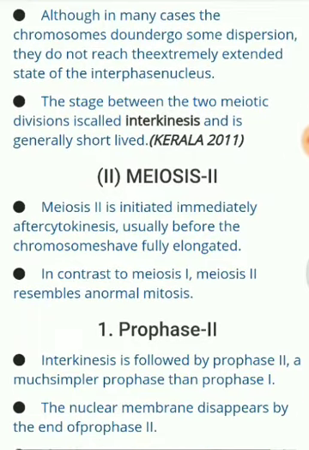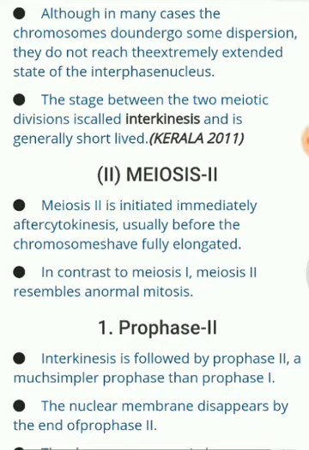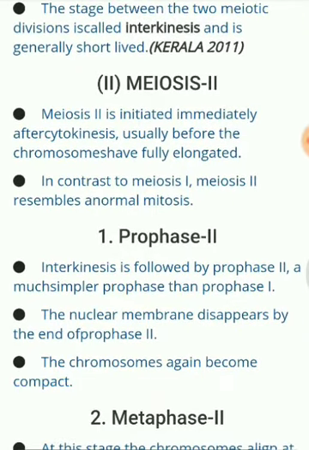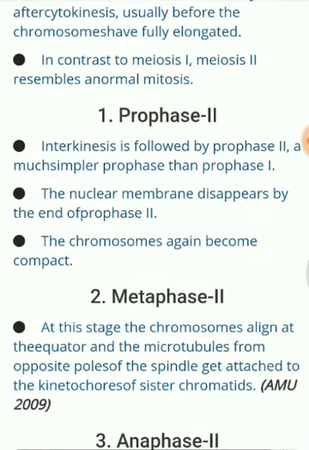Meiosis 2. Meiosis 2 is initiated immediately after cytokinesis, usually before the chromosomes have fully elongated. In contrast to meiosis 1, meiosis 2 resembles normal mitosis. Prophase 2. Interkinesis is followed by prophase 2, a much simpler prophase than prophase 1. The nuclear membrane disappears by the end of prophase 2. The chromosomes again become compact.